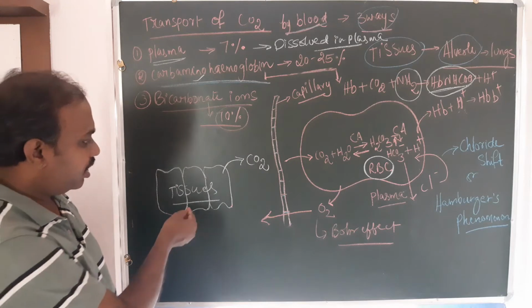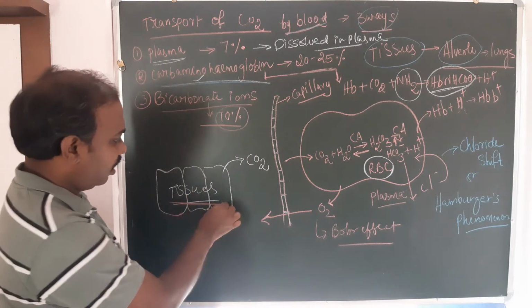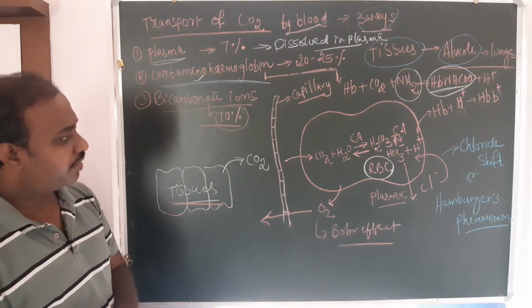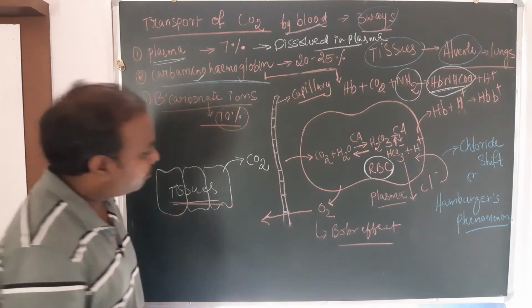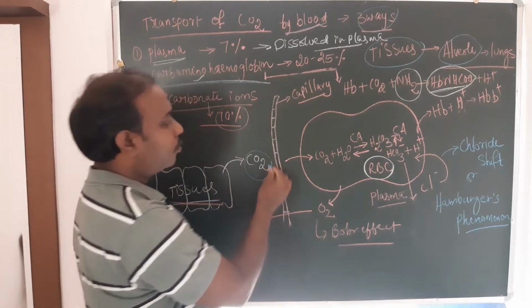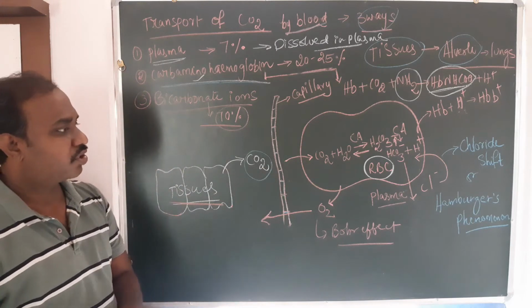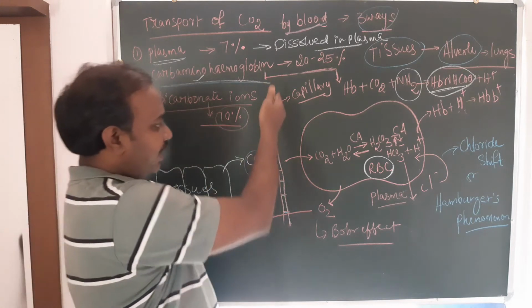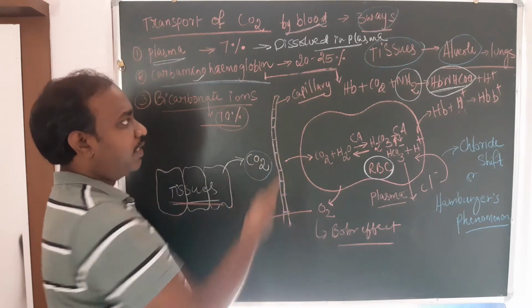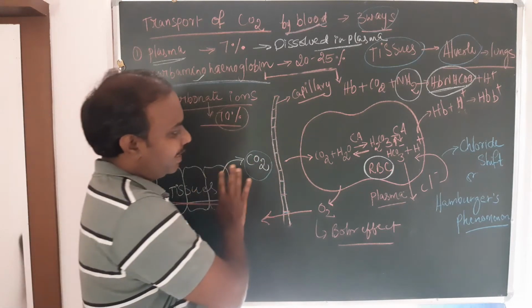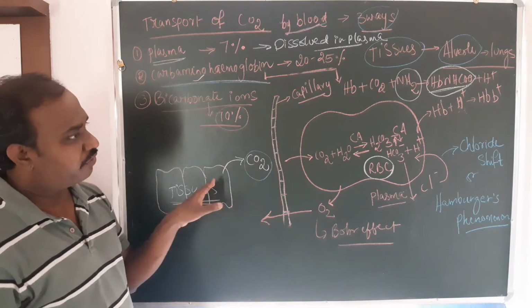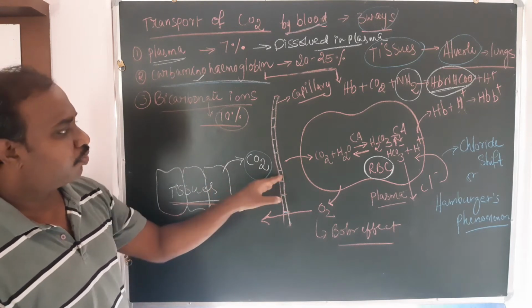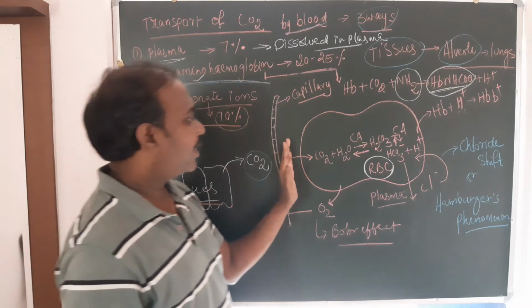What you are seeing here are the tissues, the group of cells. In the tissues, as a result of cellular respiration, what is being produced? The CO2. Now this CO2 crosses the exchange membrane, the blood capillary. The process is simple diffusion. So via simple diffusion, it got exchanged here.